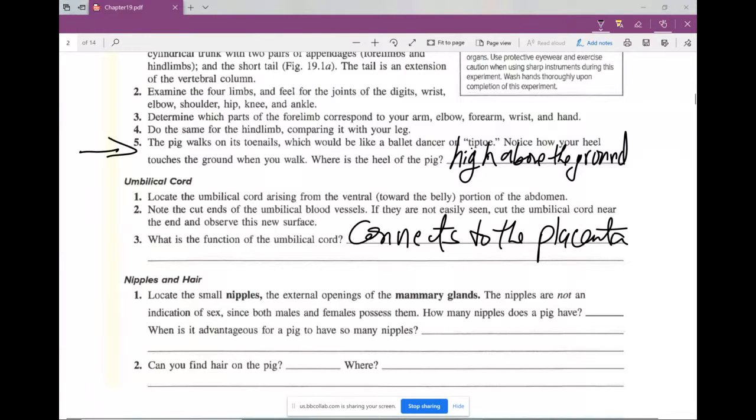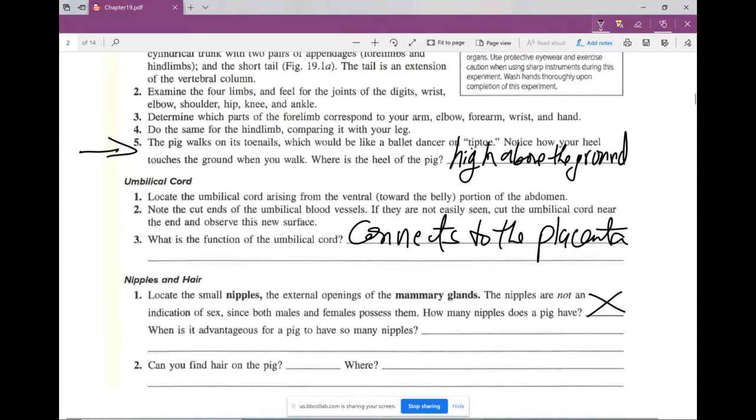Okay, locate the small nipples, the external openings of the mammary glands. The nipples are not an indication of sex, since both males and females have them. How many nipples does a pig have? Don't worry about that. You don't need to know that. Okay, especially since you don't have the pig. But the pictures that I showed you do have clearly visible the nipples, so you'll be able to count them.